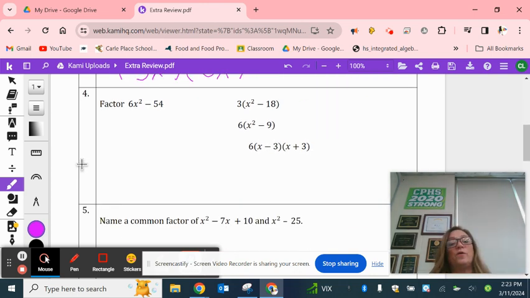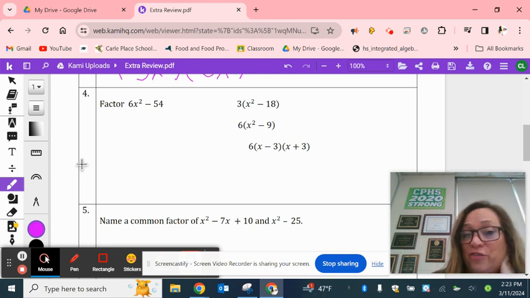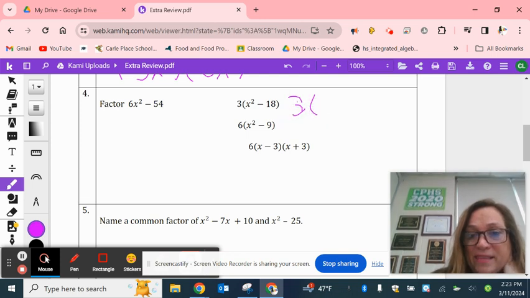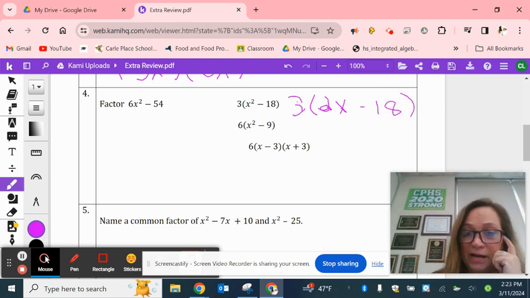Okay, so number 4. I did factor this 3 different ways. Only one of them is completely factored, meaning finished, done, no more common factors. The first one, I pulled out a common factor of 3. 3 is not the greatest common factor because, actually, there should be a 2 there. So this should say 3 parentheses 2x minus 18. But anyway, the point is that that is not the greatest common factor. 6 is the greatest common factor.